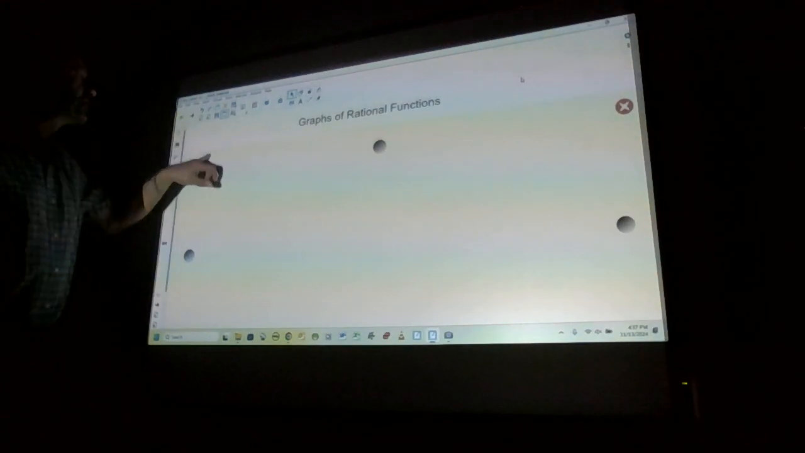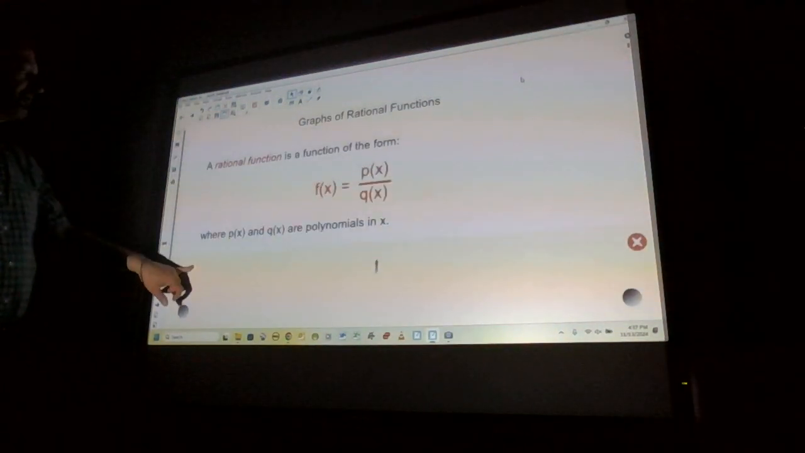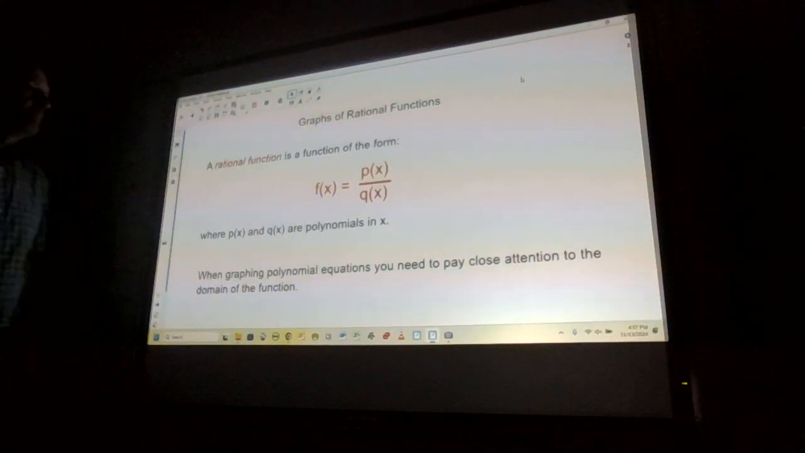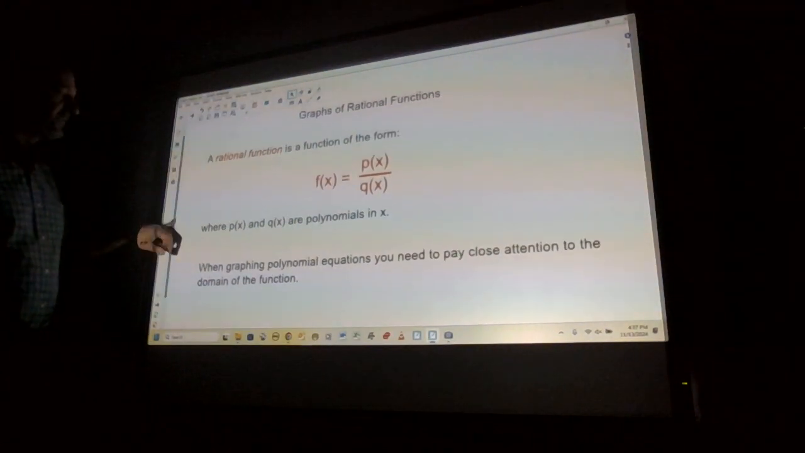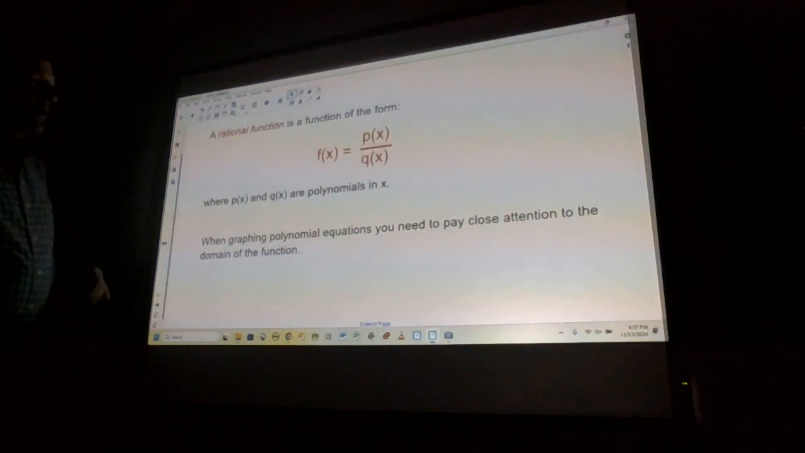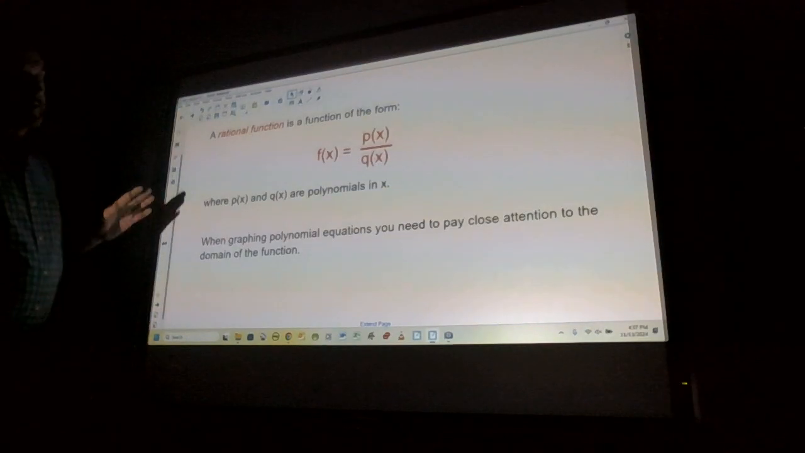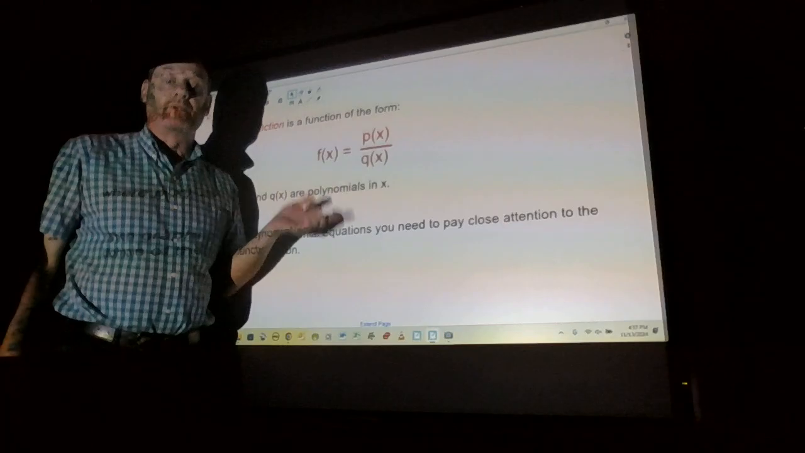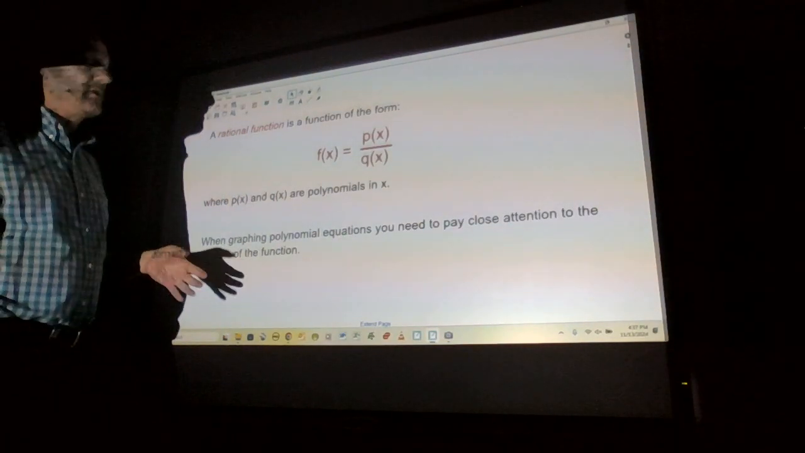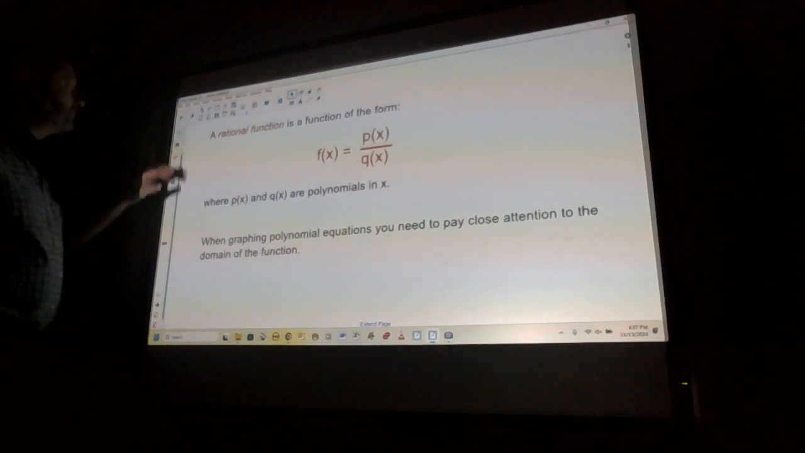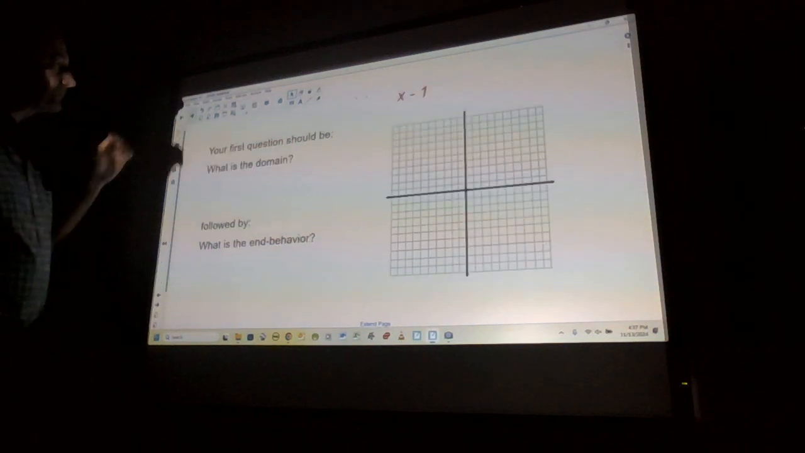Hey everybody, today we're going to talk about graphs of rational functions. So, a rational function is a function of the form f of x equals p of x over q of x, where p of x and q of x are polynomials, okay? And the thing you've got to be careful of is the domain, which is usually the denominator, okay? Because remember, a denominator can never be zero. And that's where you're going to want to look at the domain very carefully on these.